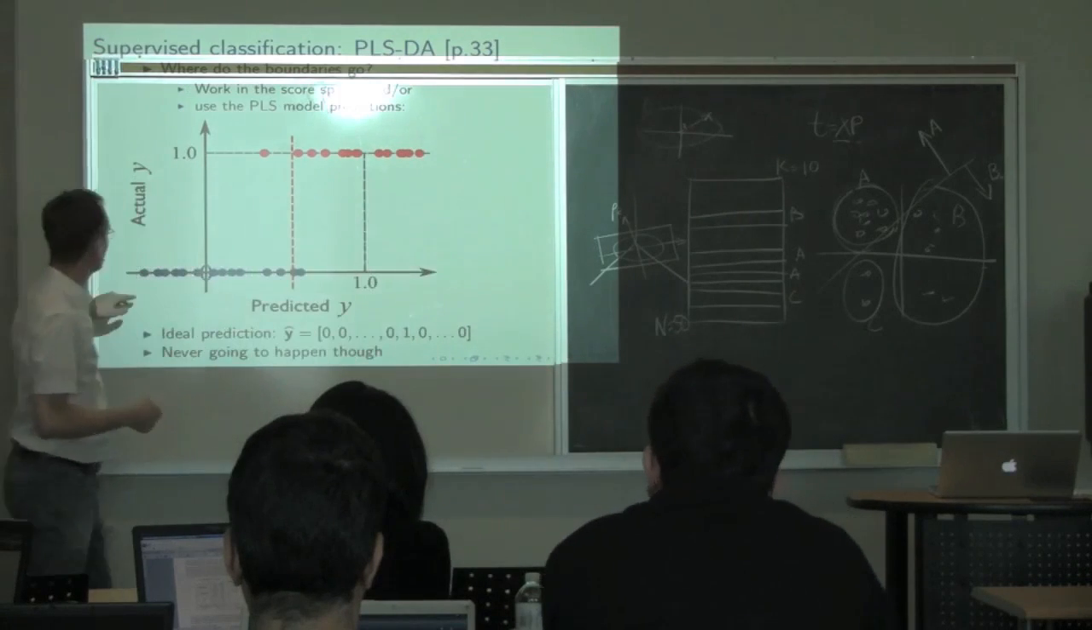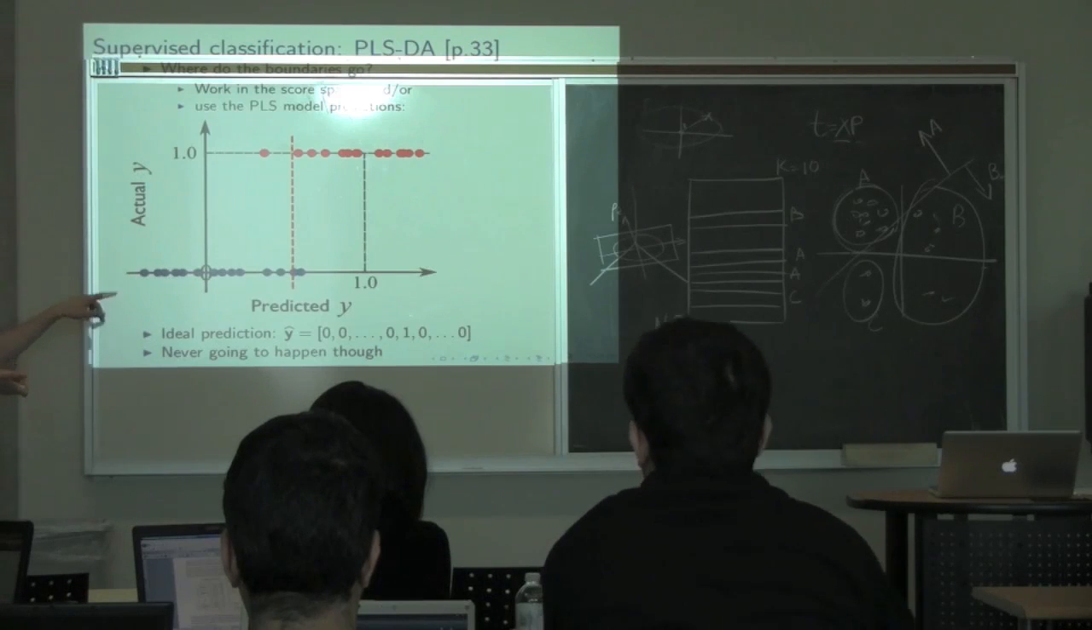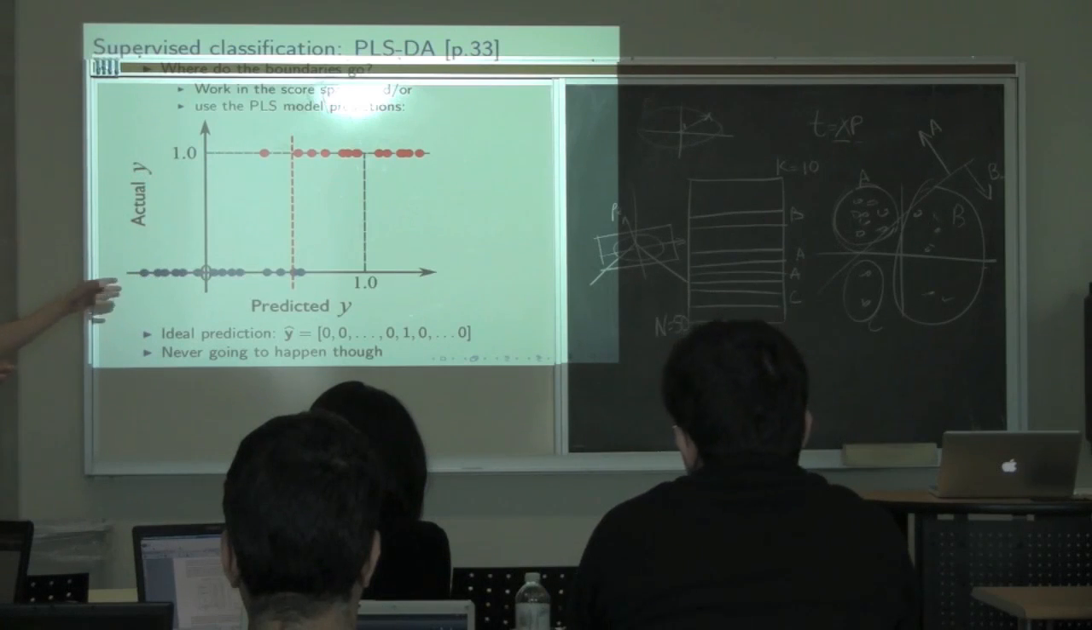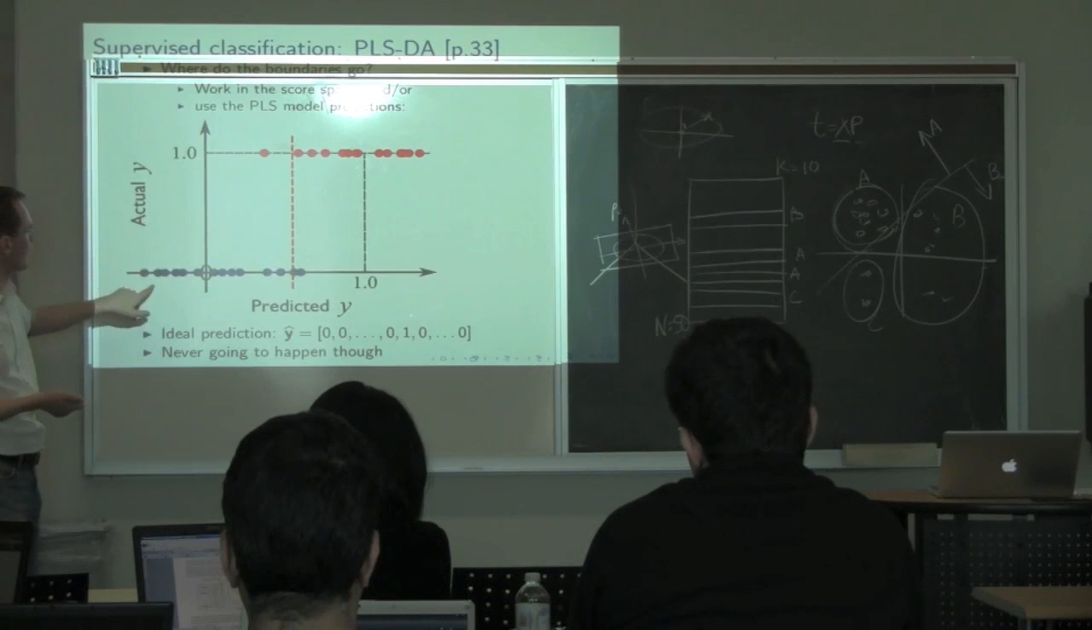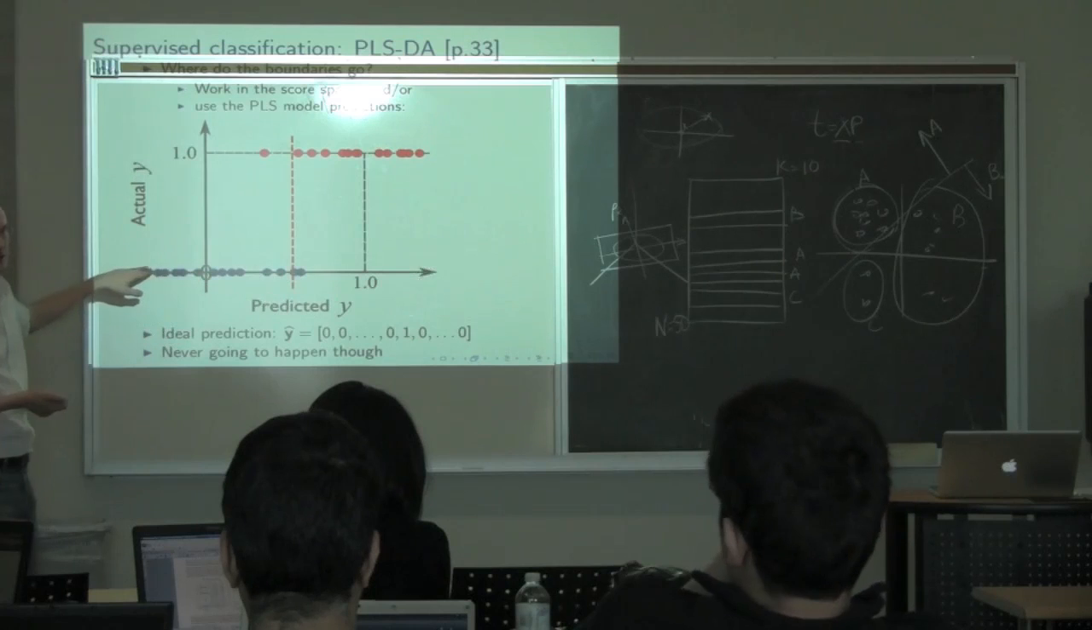So let's unpack this. This is looking at your training data. This is when you build the model in software. You can go plot observed versus predicted. You'll get a plot that looks something like this. So these are the observations that belong to group 0.